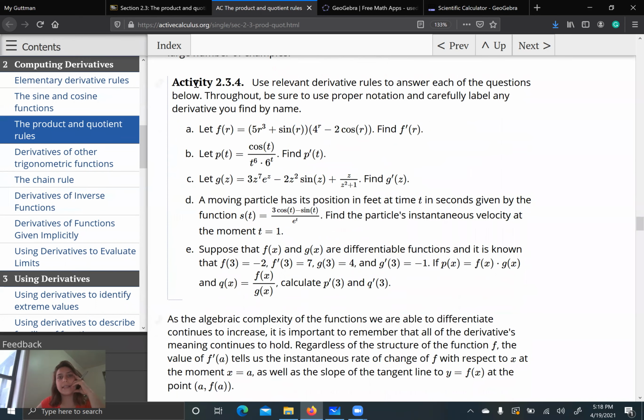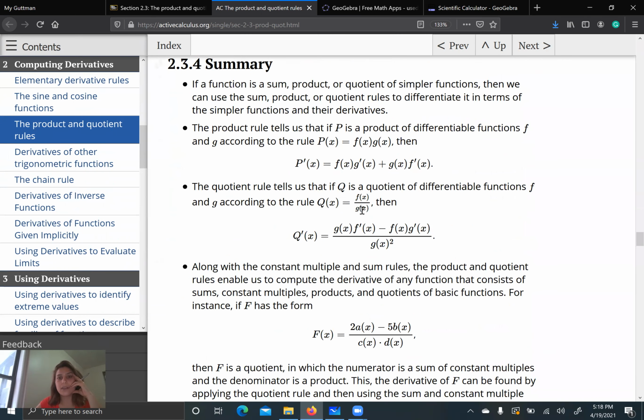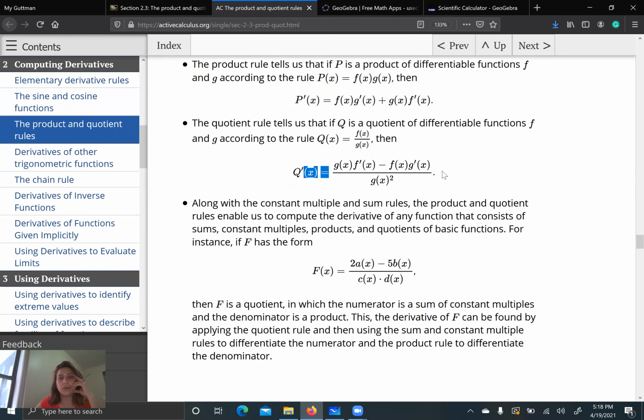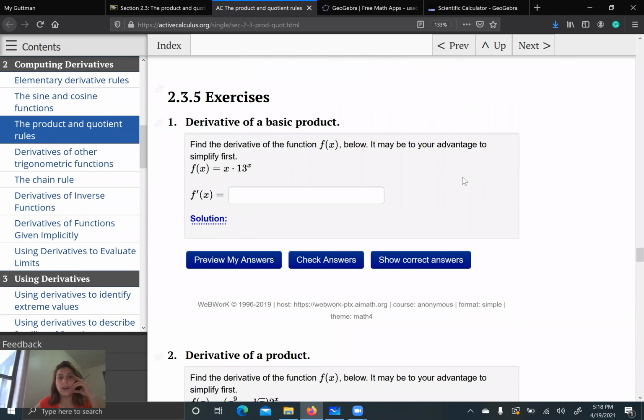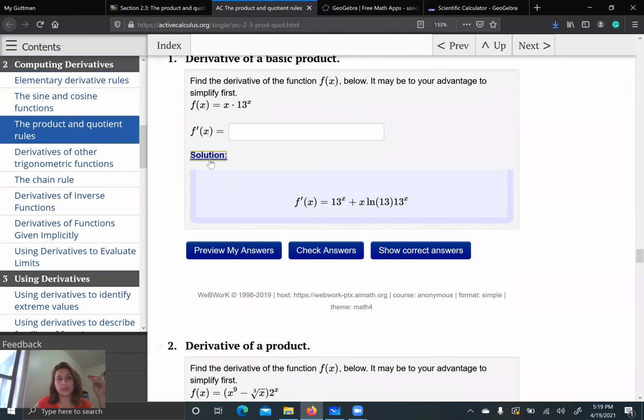So I leave the next activity for you in order to practice. And here is a summary of what we learned in this video. We learned the product rule, and we learned the quotient rule. And I encourage you guys to do these exercises. The first exercise is just the derivative of a basic product, so you just need to apply the product rule. I encourage you not to look at the solution. Do this problem, enter your answer here, check your answer, and in case it doesn't match the correct answer, click here in order to see the solution.